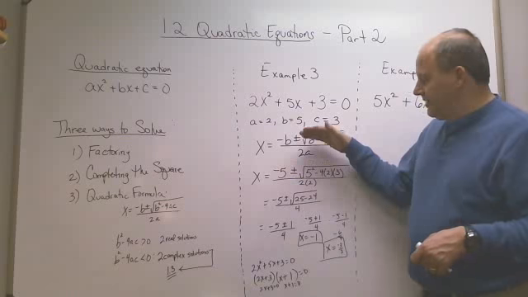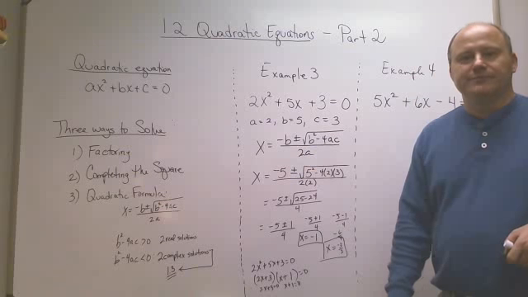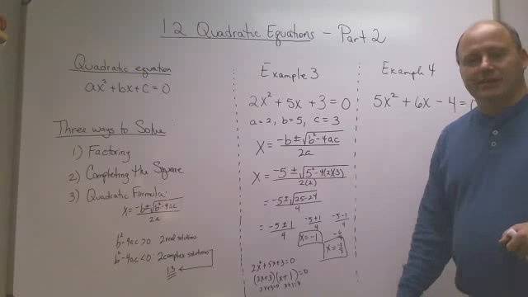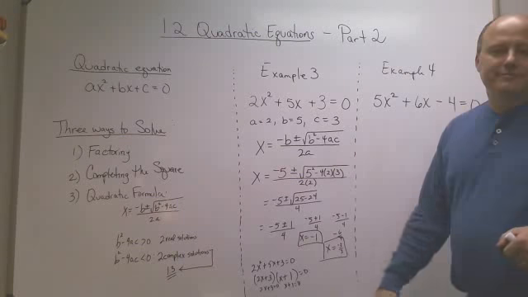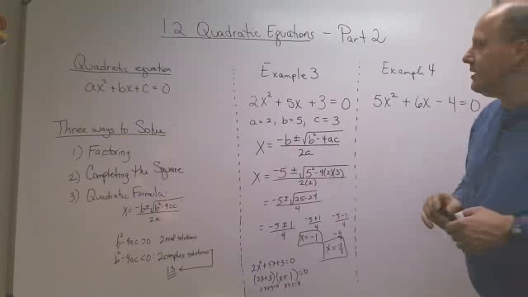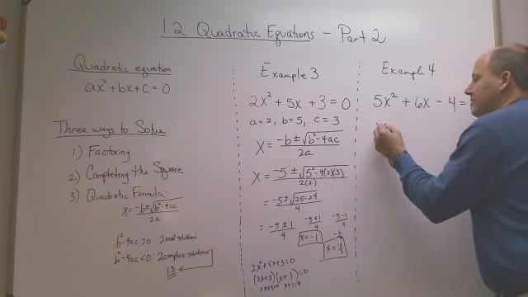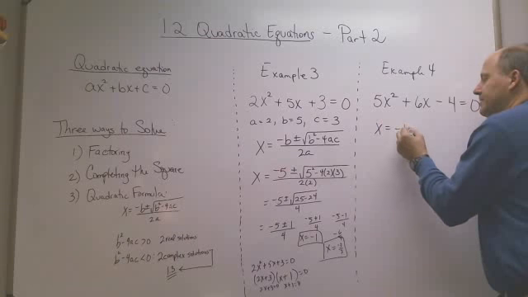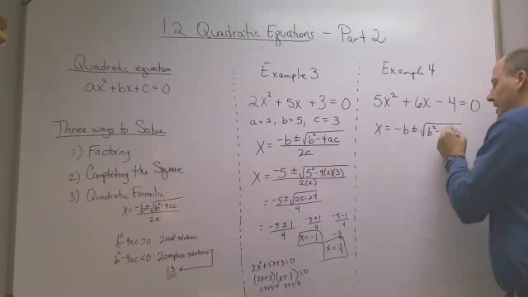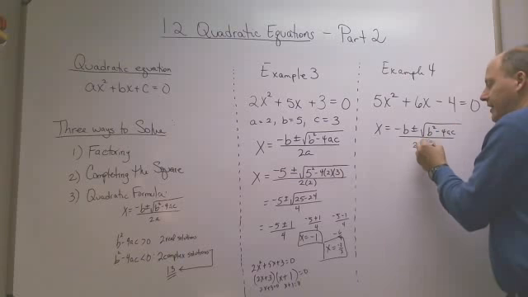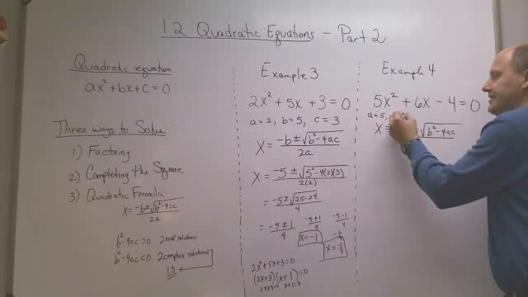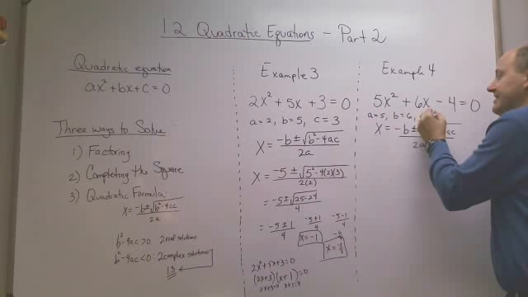So, but it takes a lot more steps to finally get there. On this next one, factoring is not going to be an option because it does not factor. So you're kind of stuck with the quadratic formula. x equals the opposite of b plus or minus the square root of b squared minus 4ac, all over 2a. In this particular case, a is 5, b is 6, and c is negative 4.